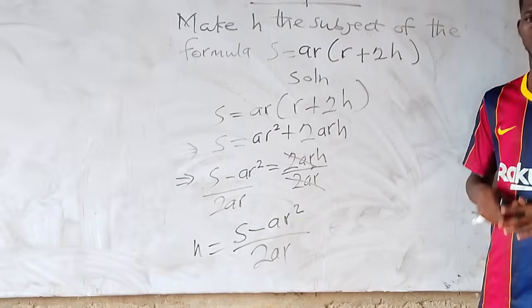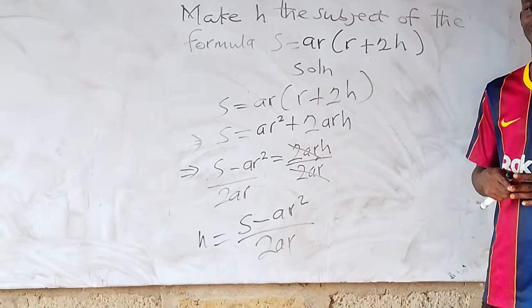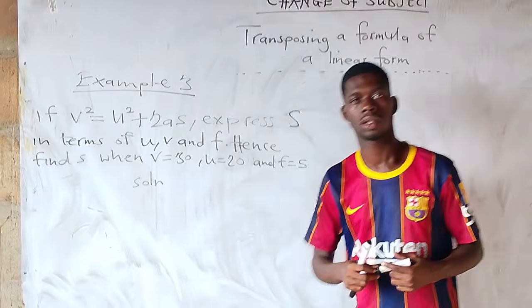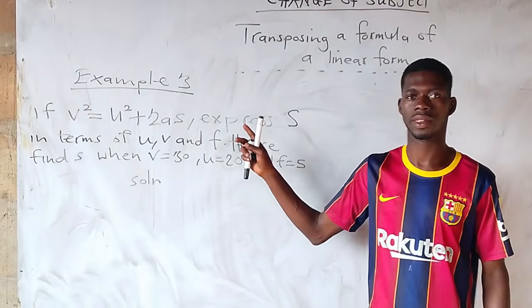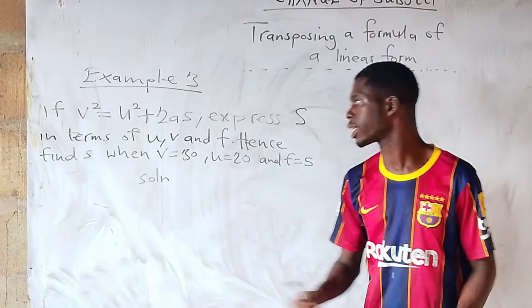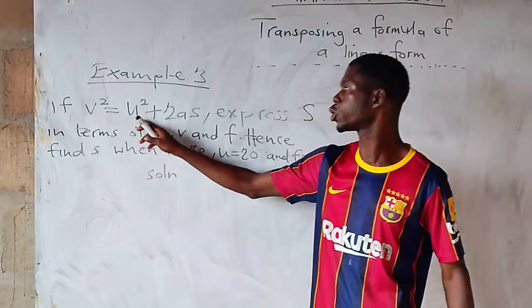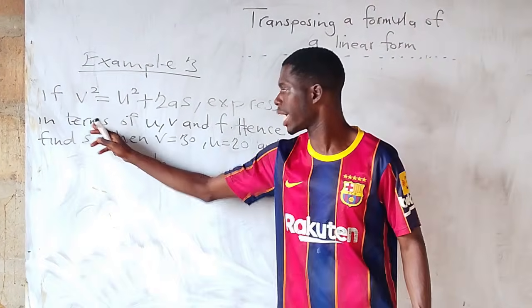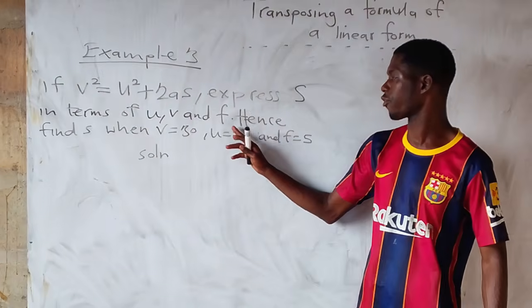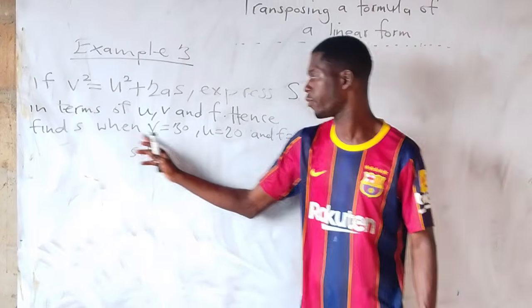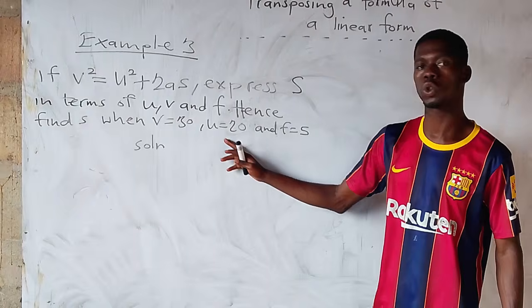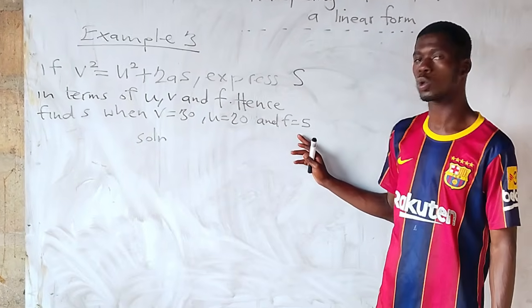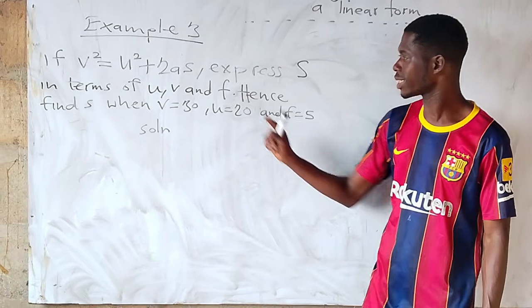So we are moving to example 3. It says if V squared is equal to U squared plus 2AS, express S in terms of U, V, and A. Hence, find S when V equal to 30, U equal to 20, and A equal to 5.